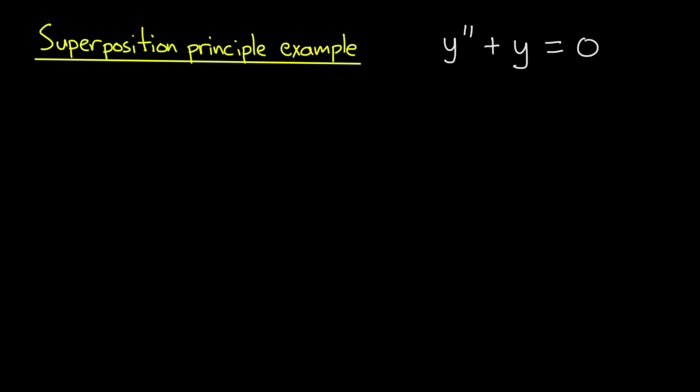I'd like to illustrate the superposition principle by finding some solutions to a differential equation that we haven't solved yet. That is, y double prime plus y equals 0. Now this equation looks simple enough. It's a second order linear homogeneous differential equation. But in fact, we don't have the tools to systematically solve this equation yet. So let's just take a simple guess and find some solutions that way.